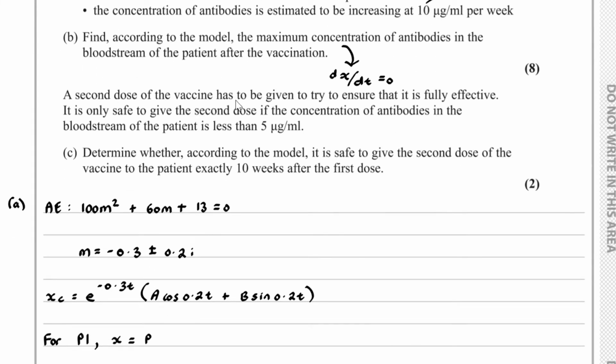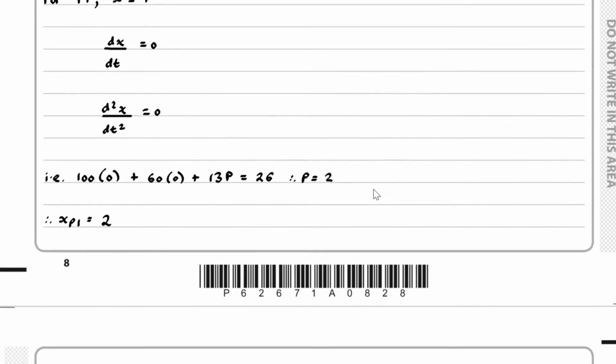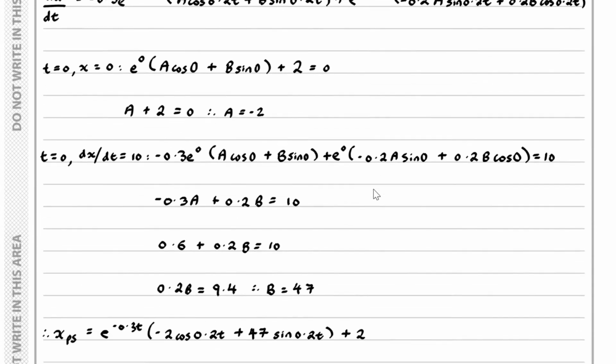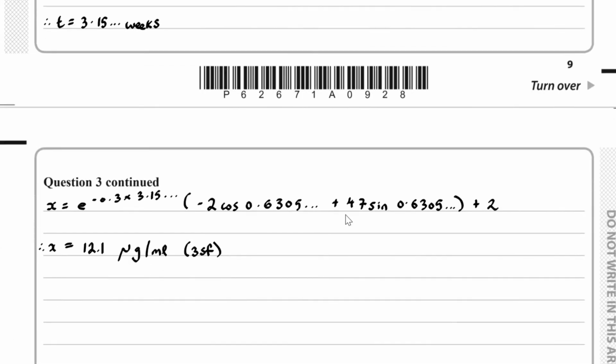A second dose of the vaccine has to be given to try to ensure that it is fully effective. It is only safe to give the second dose if the concentration of antibodies in the bloodstream of the patient is less than 5 micrograms per milliliter, and we have to determine whether, according to the model, it is safe to give the second dose of the vaccine to the patient exactly 10 weeks after the first dose. So what we're doing for part C is seeing what happens when t equals 10.